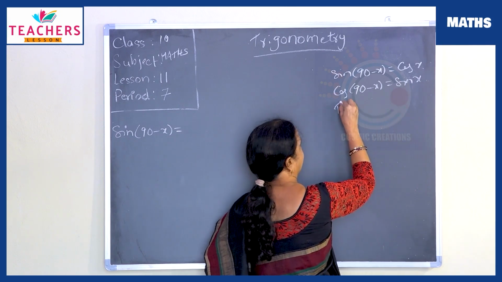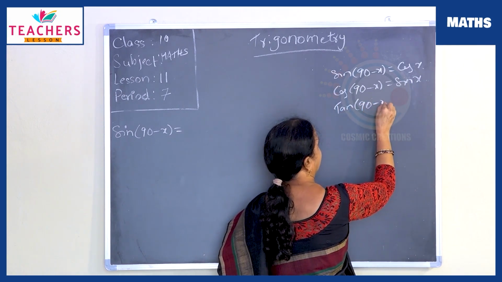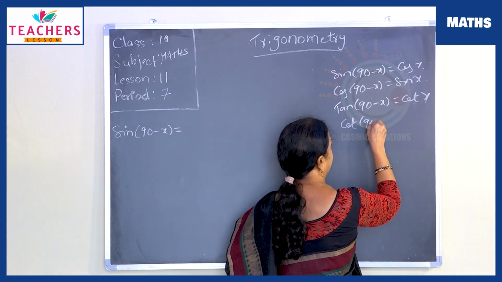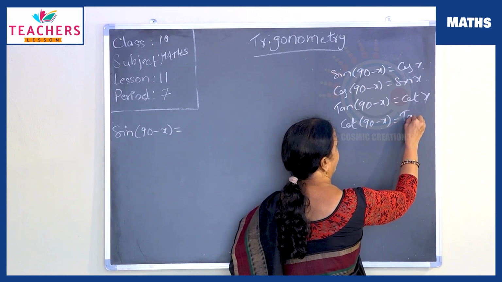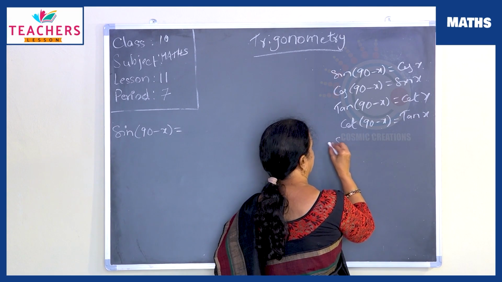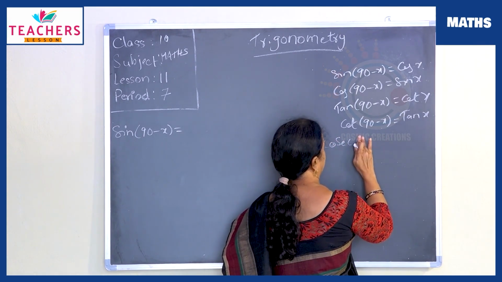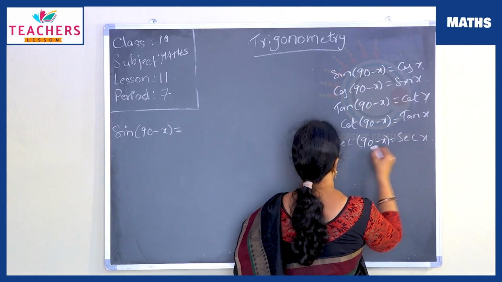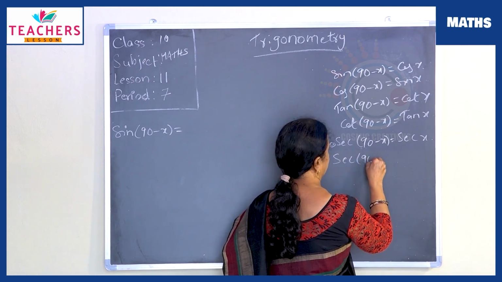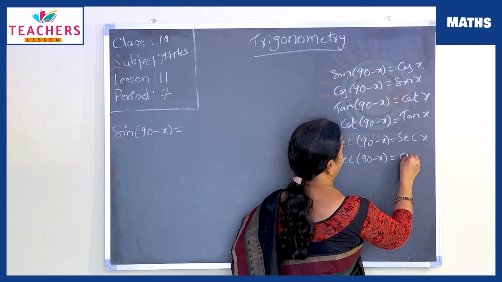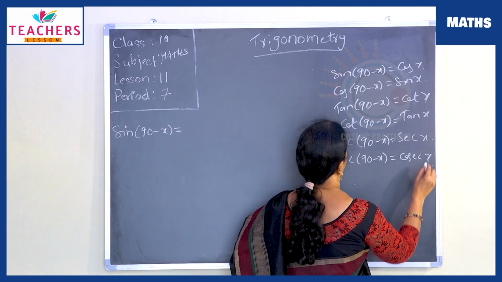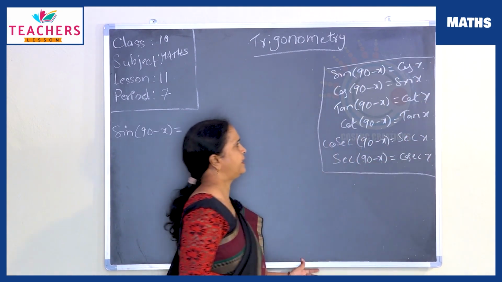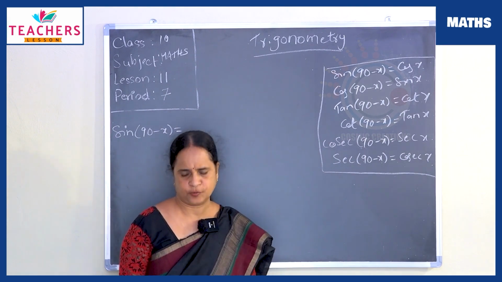Tan of 90 minus x is equal to cot x. Cot of 90 minus x is equal to tan x. Cosec of 90 minus x is equal to sec x. And sec of 90 minus x is equal to cosec x. Okay. These are the complementary angles of the trigonometric ratios.